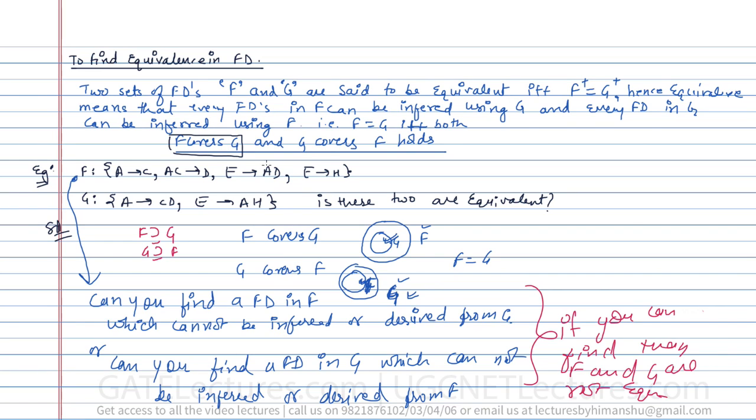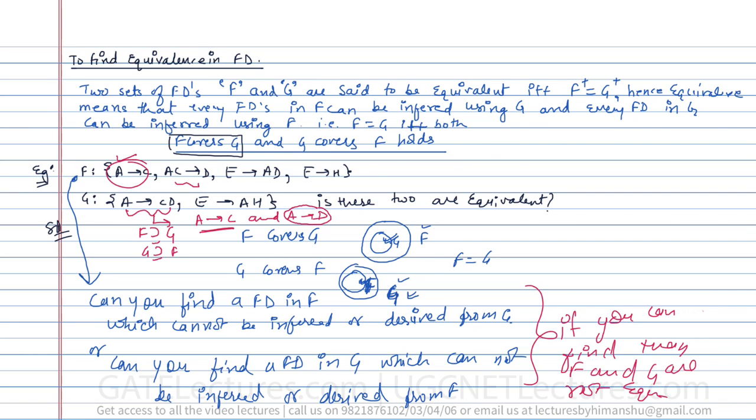Now you can see this functional dependency in G, that is A derives CD. This can be broken down into two parts: A derives C and A derives D. A derives C is already present in F, right? And A derives D is not present in F. Then how can you say this A derives D is only present in G but not in F?